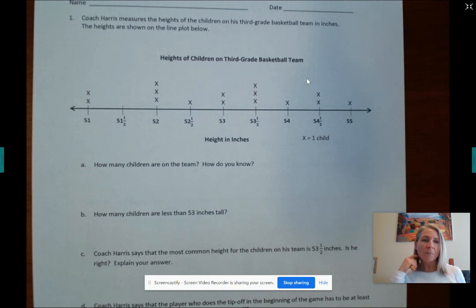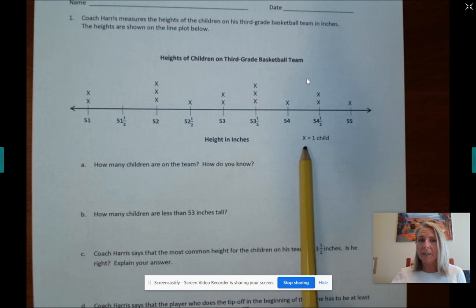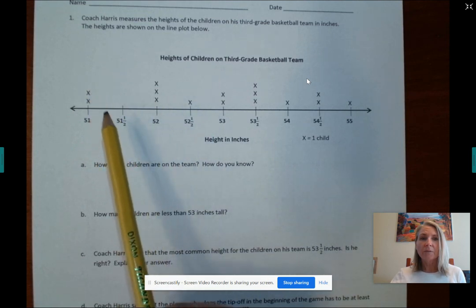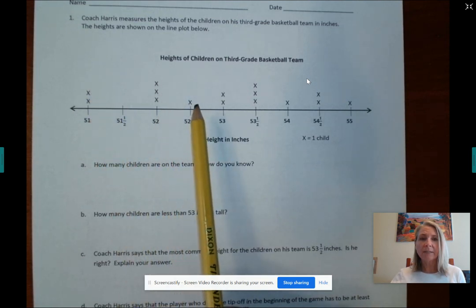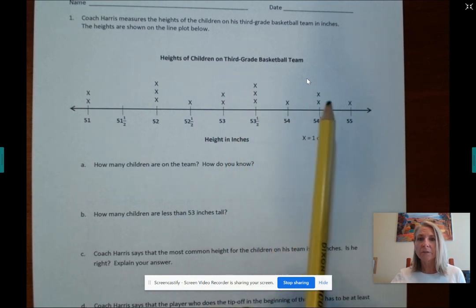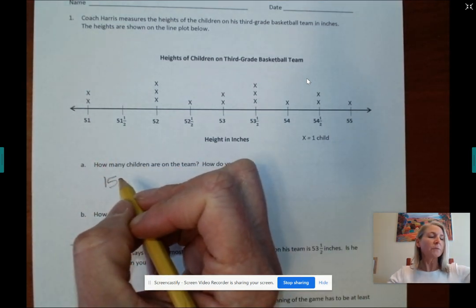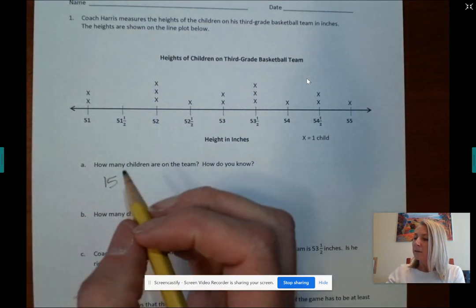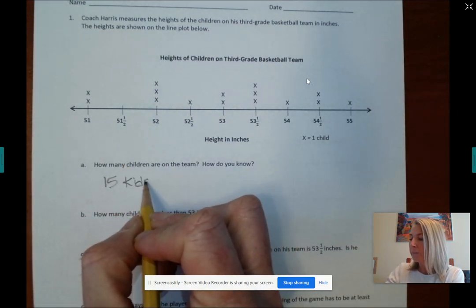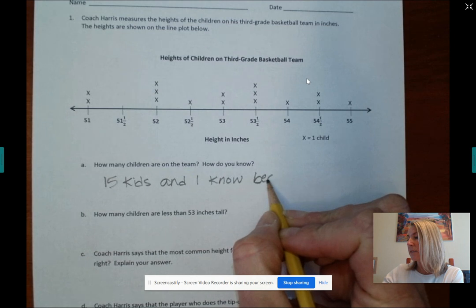Question A says, how many children are on the team? How do you know? Well, we know that 1 X equals 1 child. So to determine how many kids are on the team, what do you think we need to do? Yeah, we have to count the X's. So we have 2 plus 3 more makes 5, 6, 7, 8, 9, 10, 11, 12, 13, 14, 15. So there are 15 kids, and I know because I counted each X.